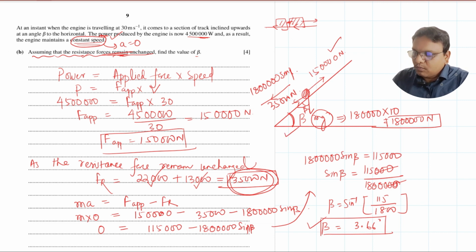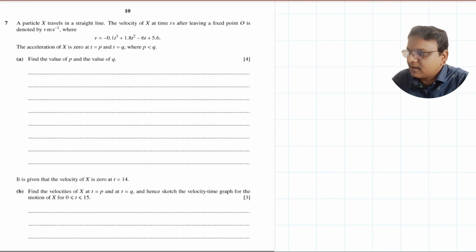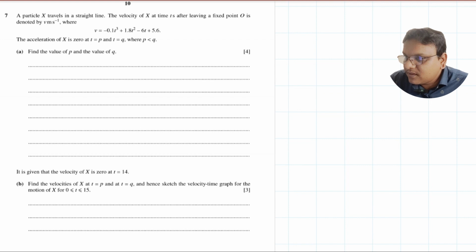Okay, now moving to the next question. The next question is given that the particle x travels in a straight line. The velocity of x at time t seconds after leaving the fixed point O is denoted v meter per second, where v equals, this equation is given, velocity in terms of time. The acceleration of x is 0 at t equal to p and at t equal to q, where p is less than q. Find the value of this.